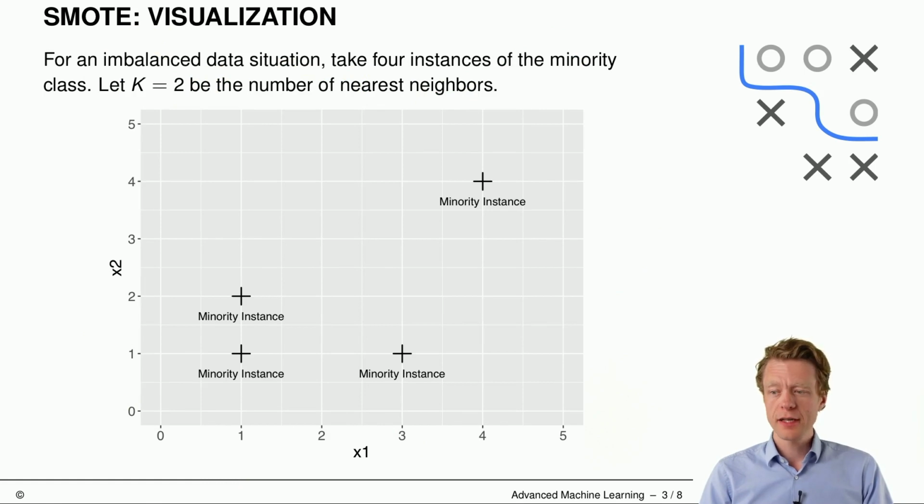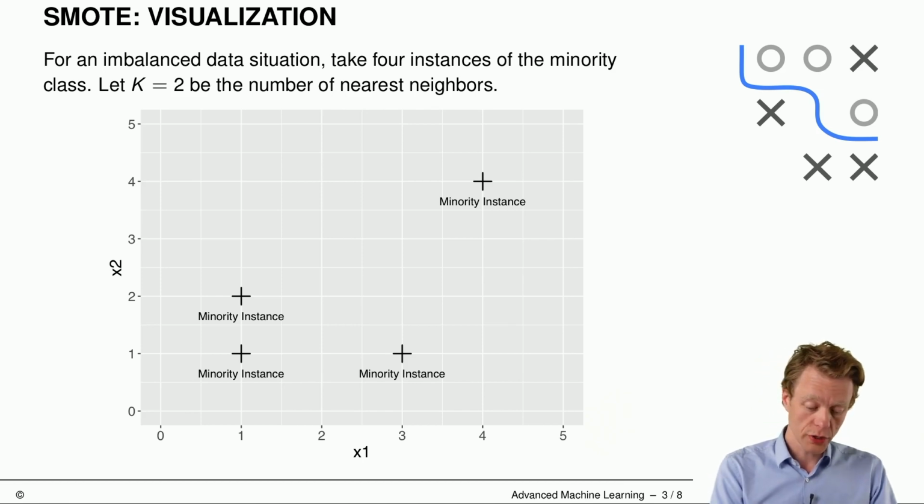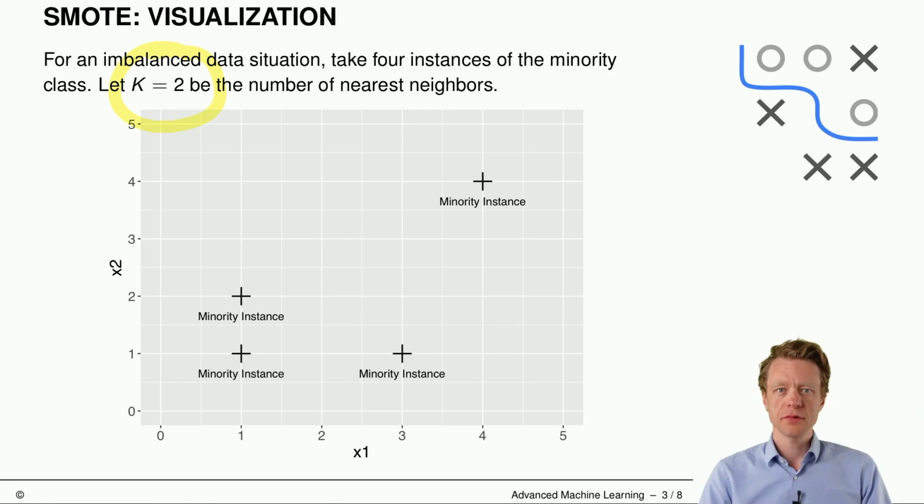So now we've prepared a thorough visualization of this. So we have an imbalanced data situation, and we take 4 instances of the minority class. Okay, so all the 4 points you see on this slide or in this plot are instances of the minority class. We do not look at the instances of the majority class at all. And we're doing k equals 2 nearest neighbors, just for having a good value for visualization here.